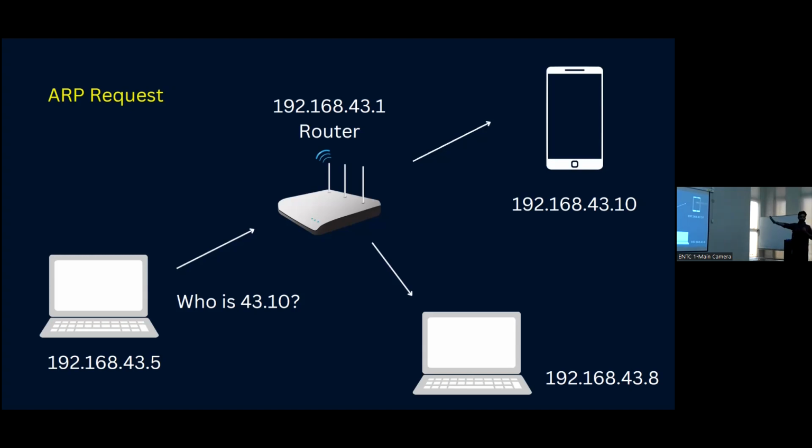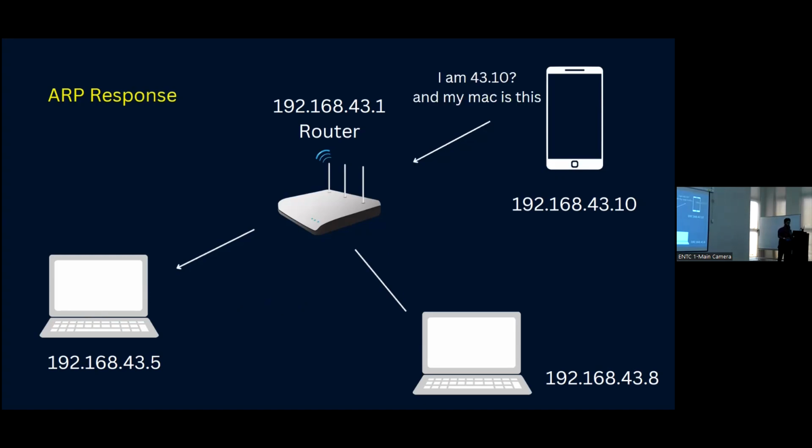Now this device knows that he wants to communicate with 43.10, but he doesn't know the MAC address. Now what that device will do is broadcast a message. Shouting, who is 43.10? It is asking all those devices. It is a broadcast message. It is not going to tell only 43.10. That device doesn't know who that is. He is asking, who is 43.10? That is the ARP request.